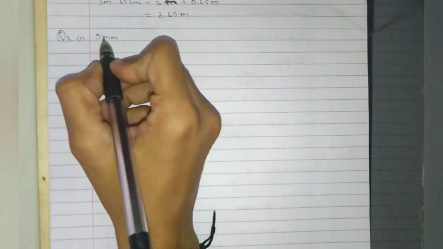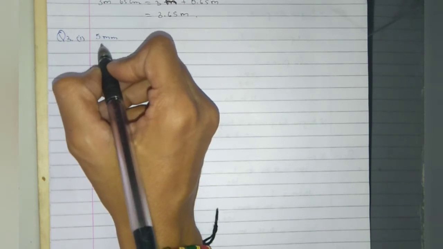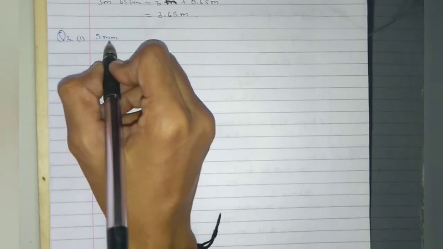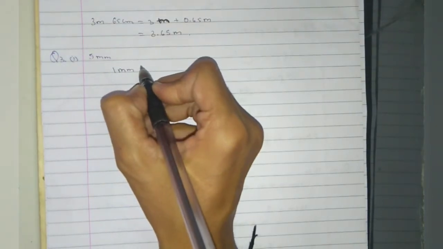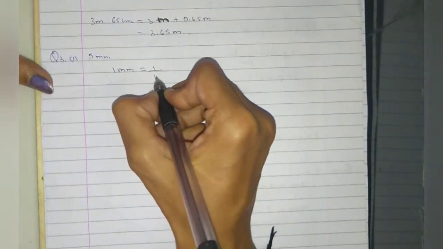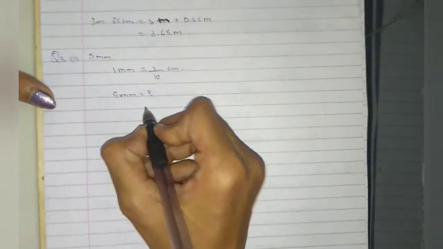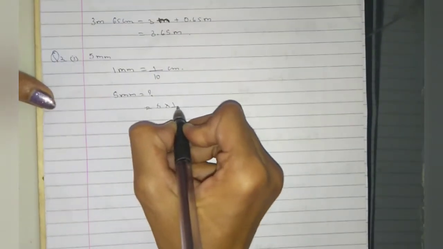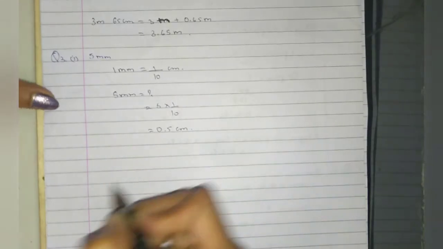Now 5 mm, we have to convert this into centimeter. Question number 3: express as centimeter using decimal. So this millimeter we have to convert into centimeter. What we know is that 1 millimeter equals 0.1, which means 1 upon 10 centimeter. So 5 millimeter equals 5 into 1 upon 10, which is equal to 0.5 centimeter.